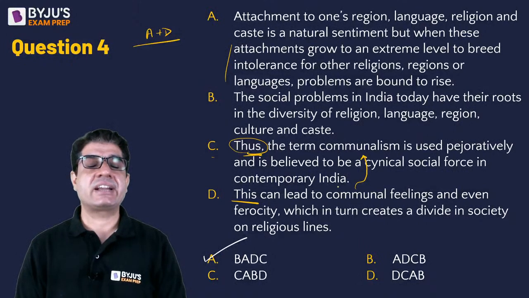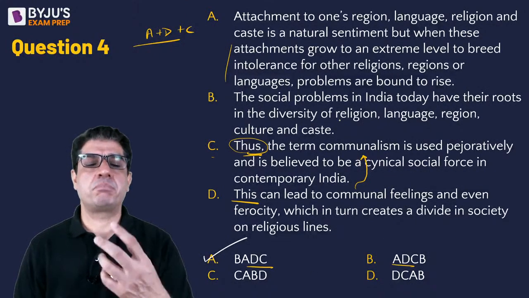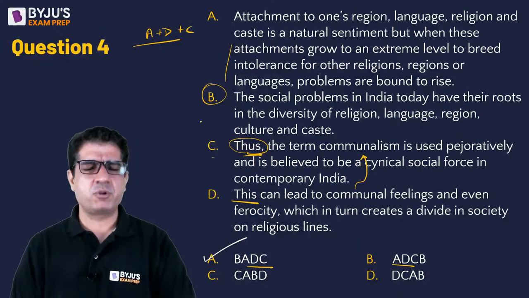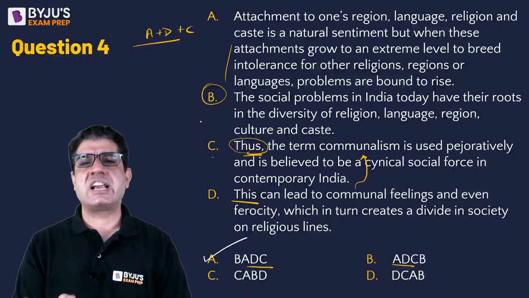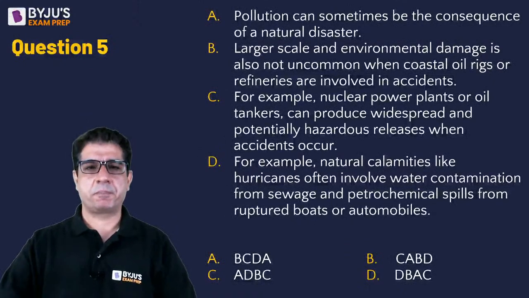D is the one that acts as a premise for C. So we needed to have ADC. ADC is available in option A and option B. Now the only thing that we were thinking about was the placement of B, and I think all of you have put it at the beginning, which is the right place for it. So we can move over to the next one now. Here is your question number 5. What's your take?